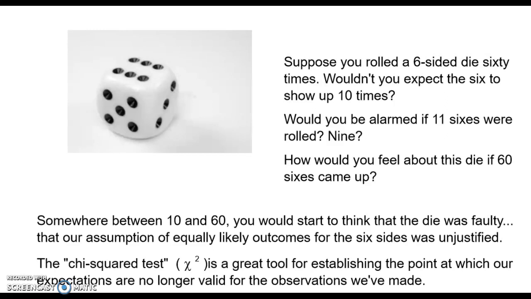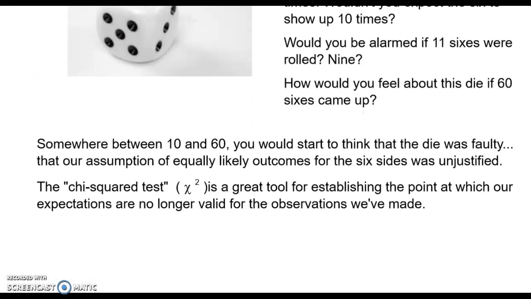But you would feel really differently about this if 60 sixes came up. You would truly suspect, and more than suspect, you would be absolutely convinced that the die was somehow faulty. Somewhere between 10 times and 60, you would start to think that the die was faulty, that our assumption of equally likely outcomes for each of the six sides was unjustified, that it made sense before the test, but after the test, it can't quite be true.